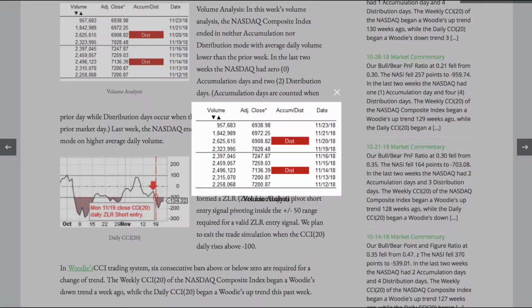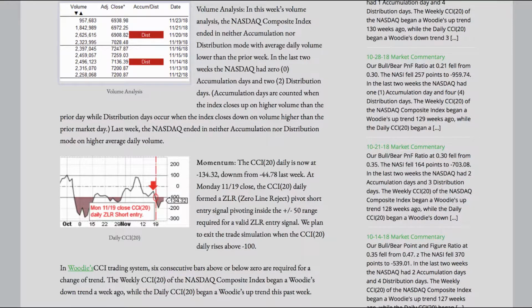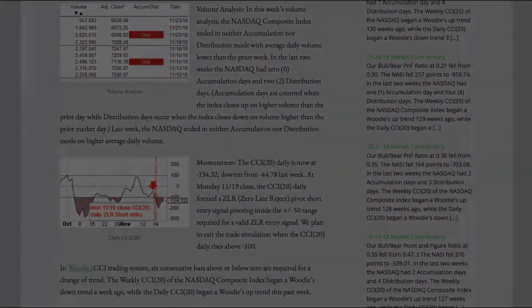Volume analysis. In this week's volume analysis, the Nasdaq Composite Index ended in neither accumulation nor distribution mode, with average daily volume lower than the prior week. In the last 2 weeks, the Nasdaq had 0 accumulation days and 2 distribution days. Accumulation days are counted when the index closes up on higher volume than the prior market day, while distribution days occur when the index closes down on volume higher than the prior market day. Last week, the Nasdaq ended in neither accumulation nor distribution mode, on higher average daily volume.